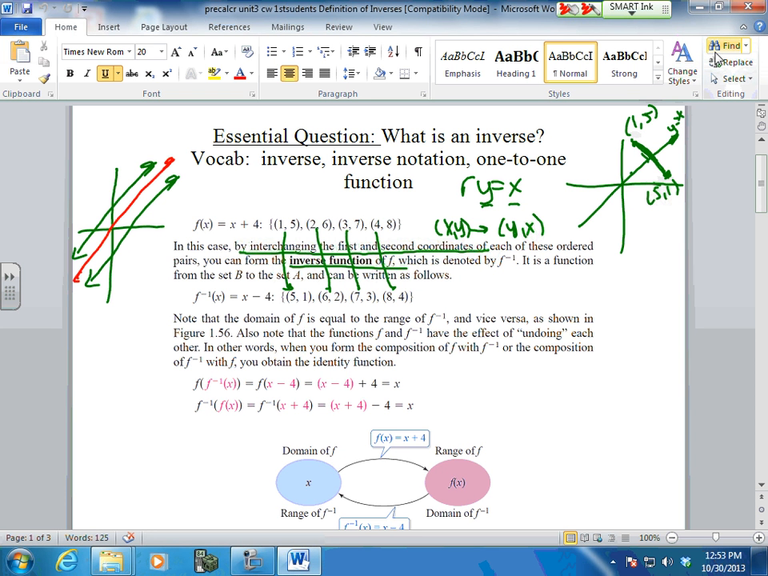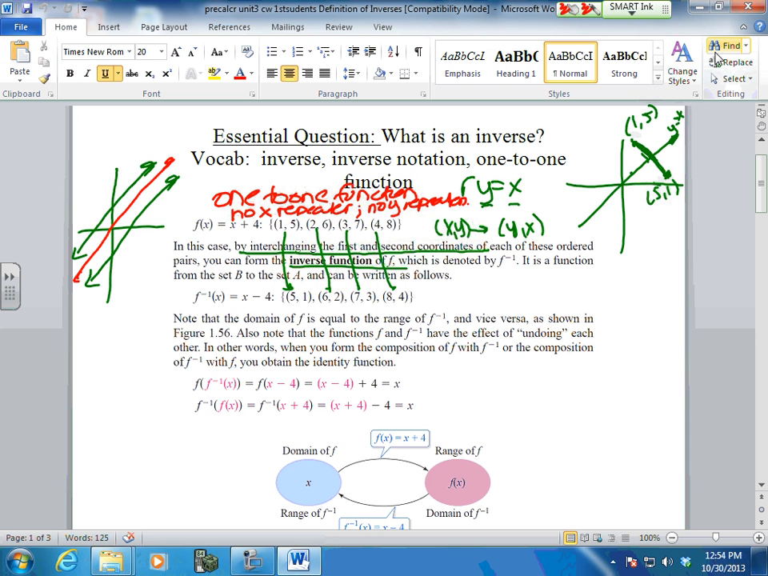If every x is unique and every y is unique, it makes it a one-to-one function. No x repeaters, easy way. No x repeaters, no y repeaters. You cannot repeat the x or the y to be a one-to-one. Because what happens is, here's my original.